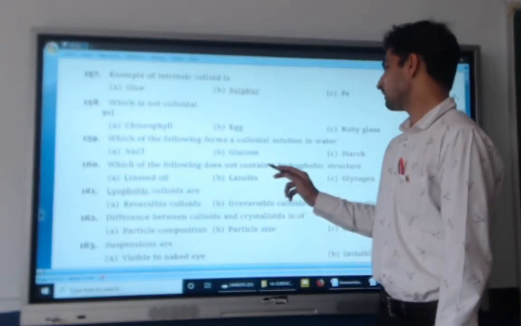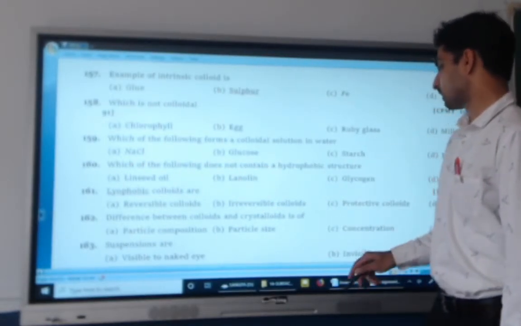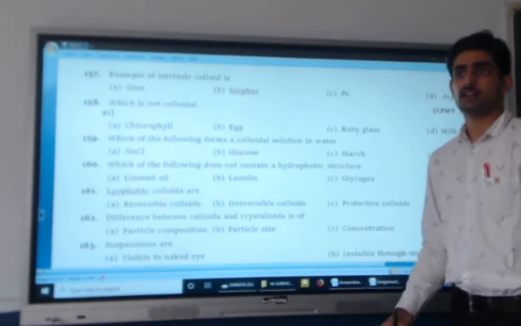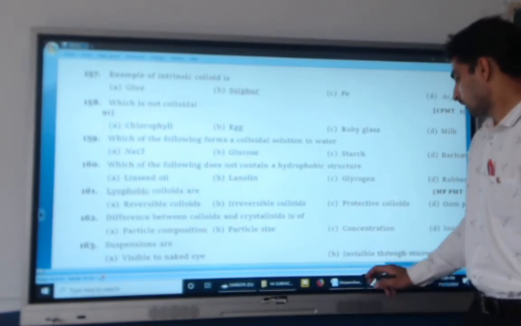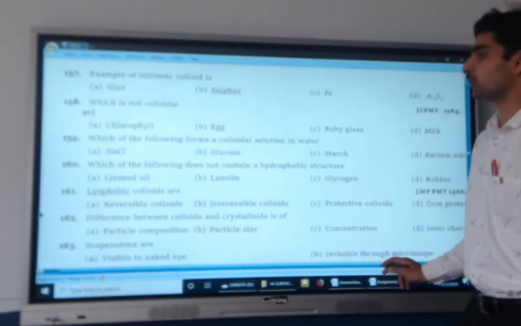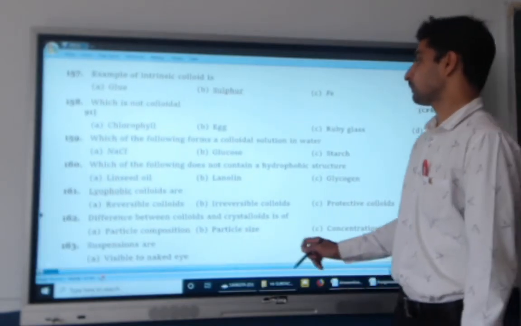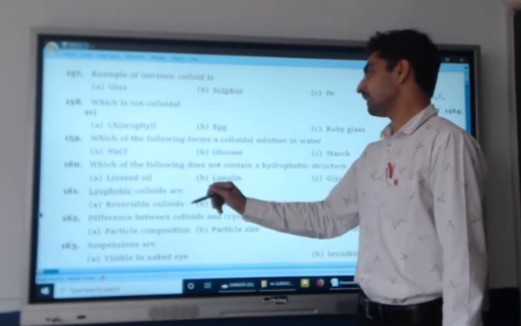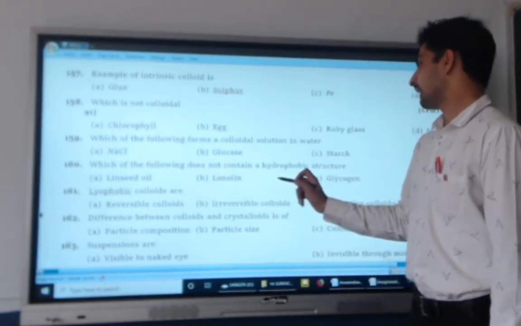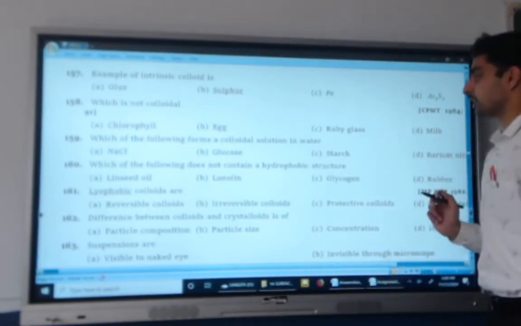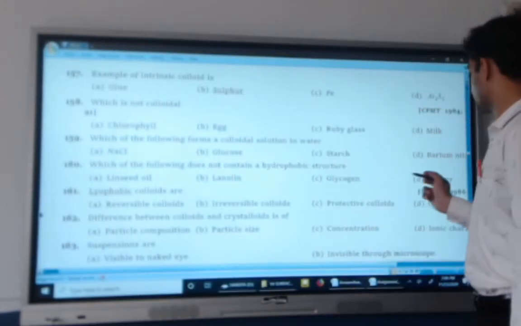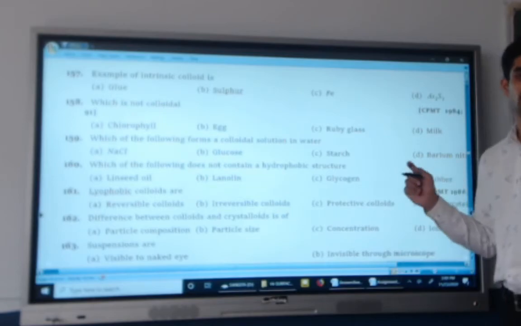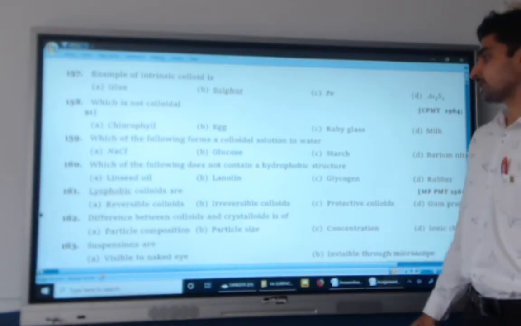Which of the following does not contain hydrophobic structure? Hydrophobic structure is nothing but which do not form components with the water, we can say. Linseed oil, lanolin, glycogen and rubber. So which of the following does not contain hydrophobic structure means rubber. Rubber does not contain hydrophobic structure.